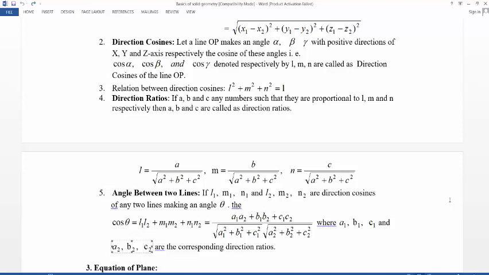Angle between two lines. If L1, M1, N1 and L2, M2, N2 are direction cosines of any two lines making an angle theta, then cos theta is given by L1 L2 plus M1 M2 plus N1 N2, and cos theta also given by A1 A2 plus B1 B2 plus C1 C2 whole divided by square root of A1 square plus B1 square plus C1 square into square root of A2 square plus B2 square plus C2 square.